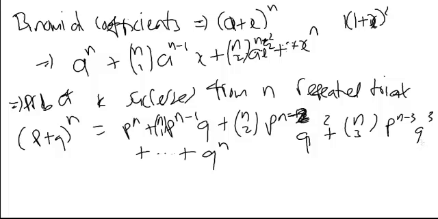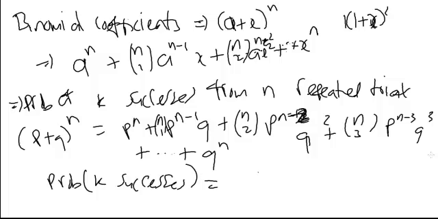In order to answer this question, what's the probability of getting k successes, I only need to look at the q to the power of n term. So the probability of k successes is equal to n choose k, p to the power of k, q to the power of n minus k, which is a pretty handy result.